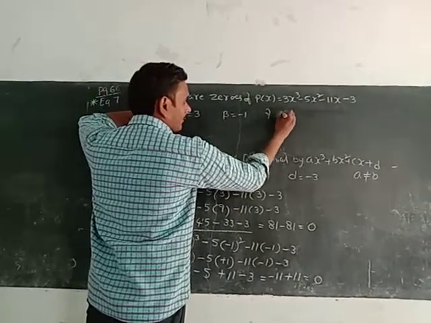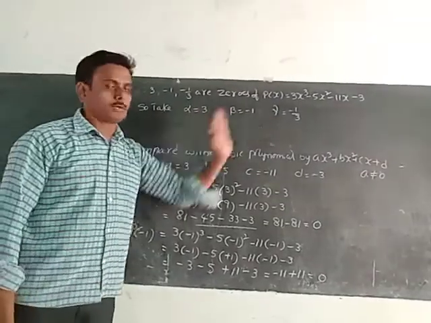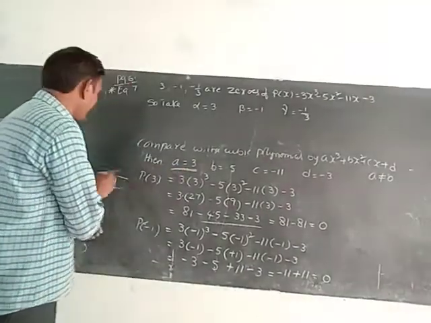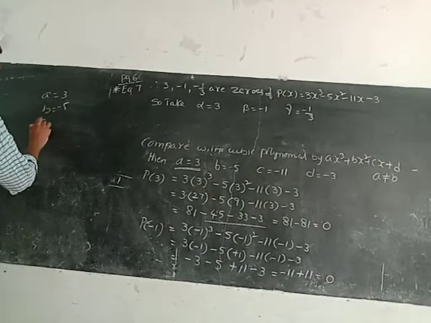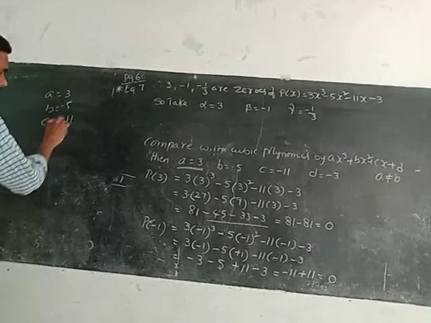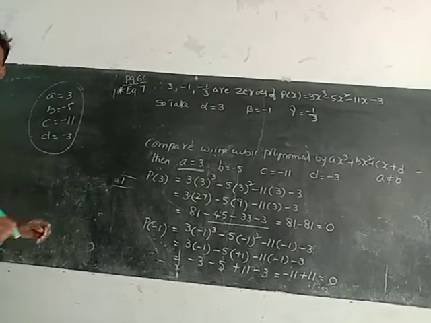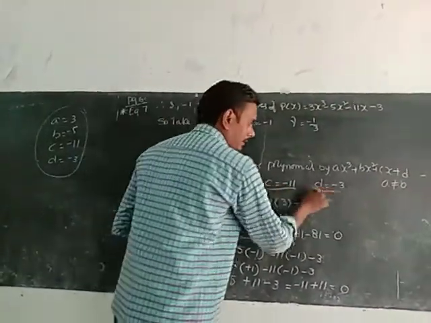Gamma equal to minus 1 by 3. Alpha, beta, gamma we have taken here. These values you have to remember. A equal to 3, B equal to minus 5, C equal to minus 11, D equal to minus 3. These coefficients you have to remember. For further calculation we will use these values.